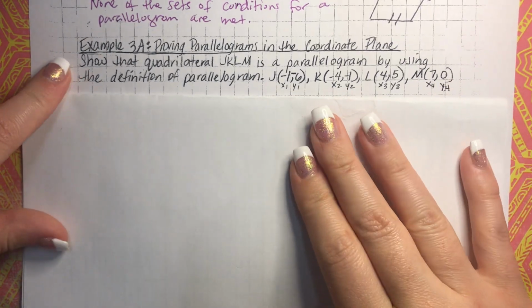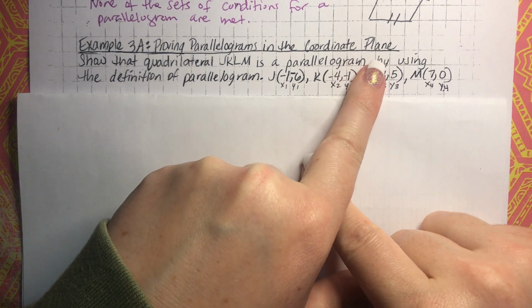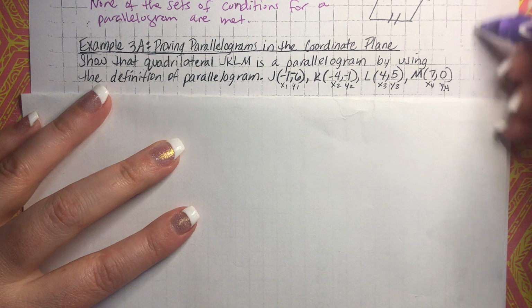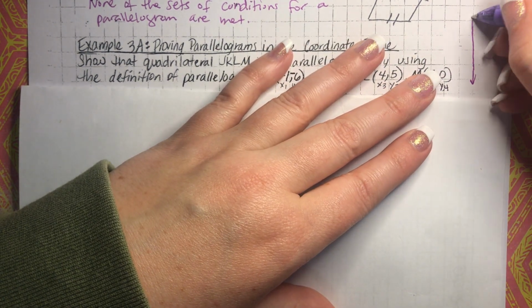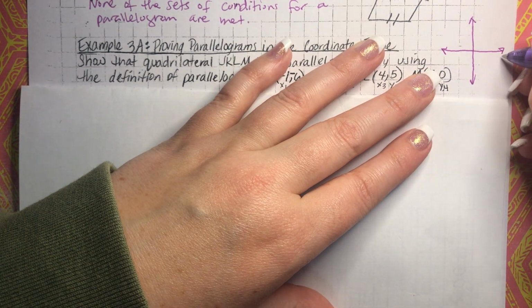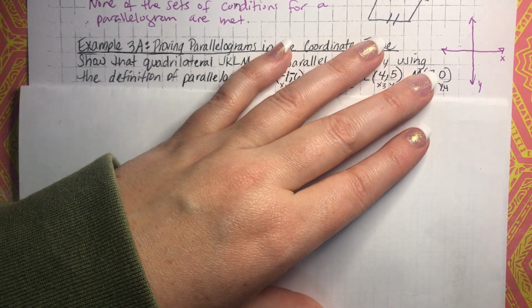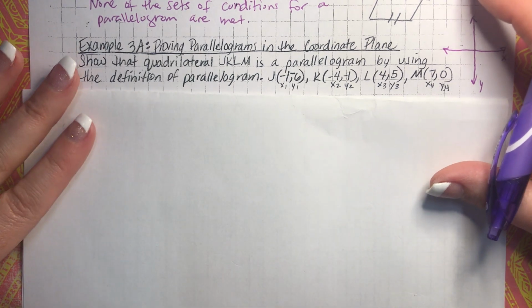All right, we are back with example 3. We're going to be proving parallelograms in the coordinate plane. Remember, a coordinate plane has an x and a y axis. So here's our y, here's our x. And we plot points and figure out things. So we're going to be proving parallelograms in the coordinate plane.